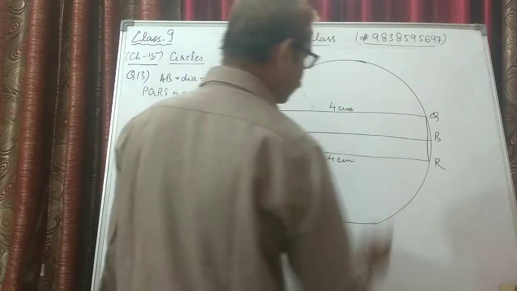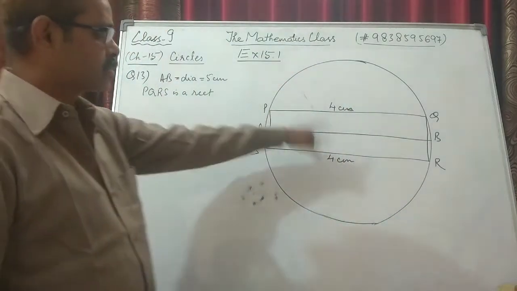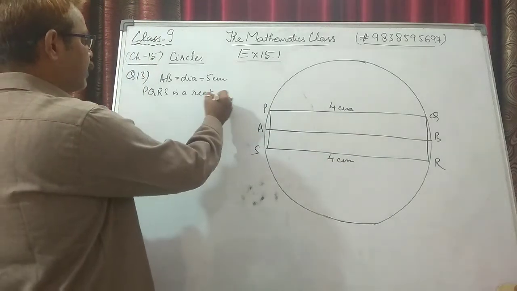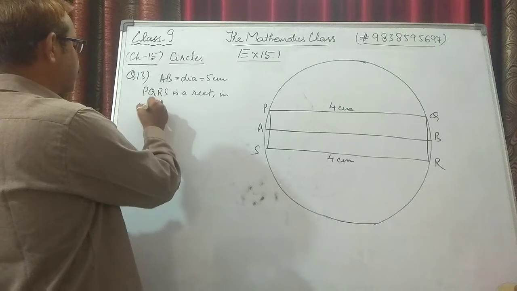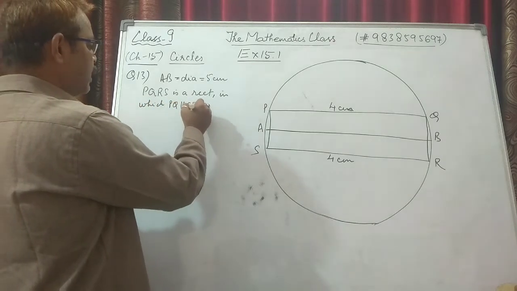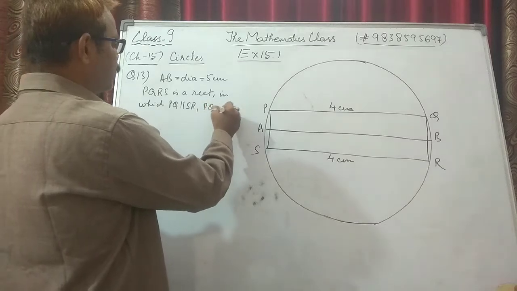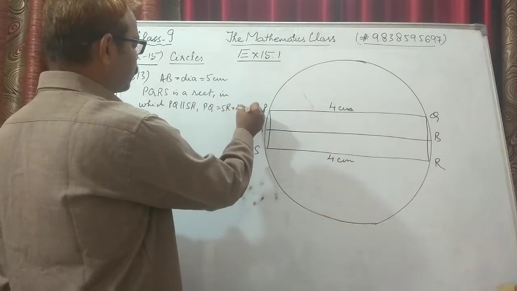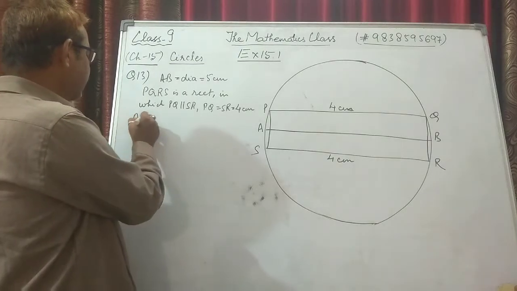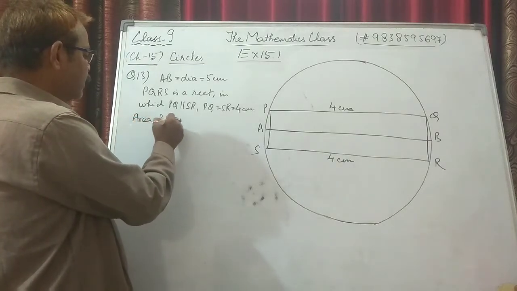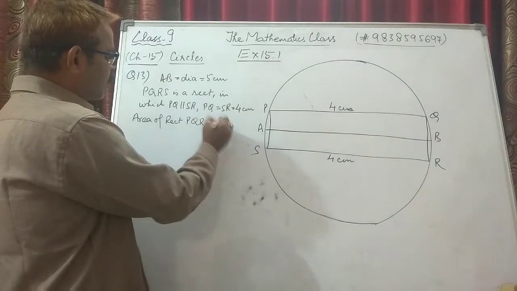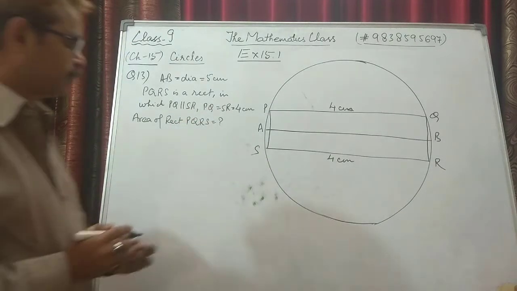This side is also 4, because we know in a rectangle opposite sides are parallel and equal. So in the rectangle, PQ is parallel to SR and PQ is equal to SR is equal to 4 centimeters. What we have to find is the area of rectangle PQRS.